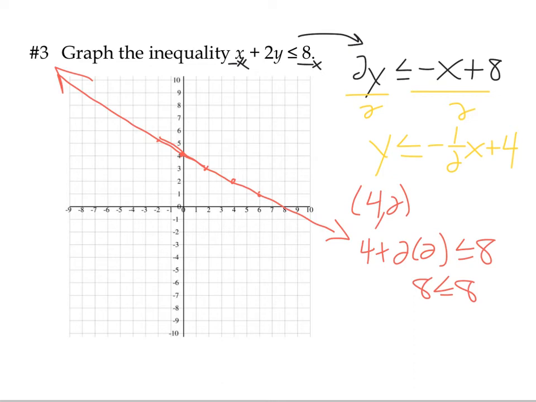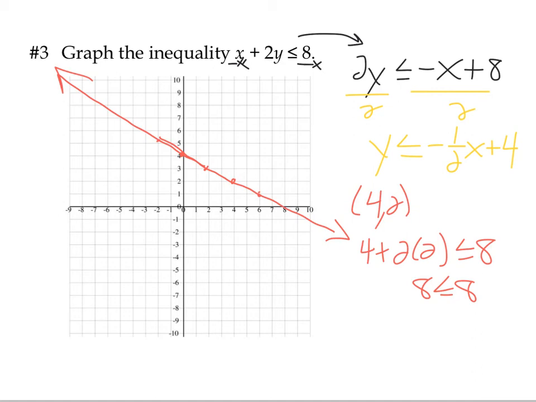If it was just the less than, right, if we went over here and we took away this equal to part and we had just less than 8, we'd have 8 is less than 8, which would not be true. And that's why this would be a dashed line then. But we're including the line, so we want a solid line because all the points that are on the line also will make this inequality true. Okay? Now, let's pick a point that's not on the line and test it.